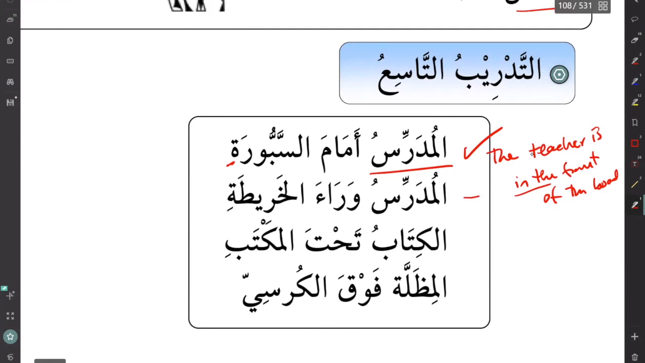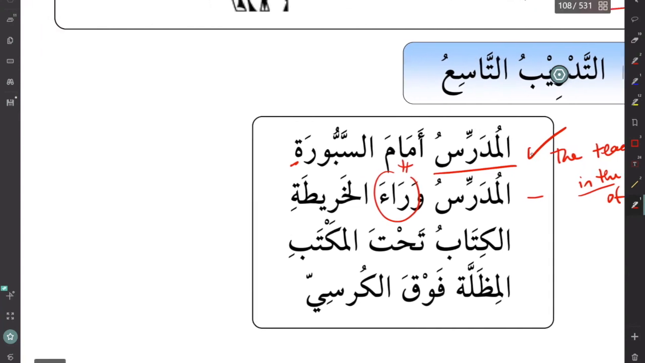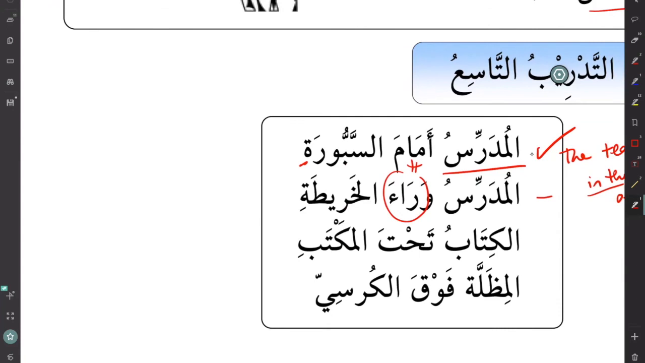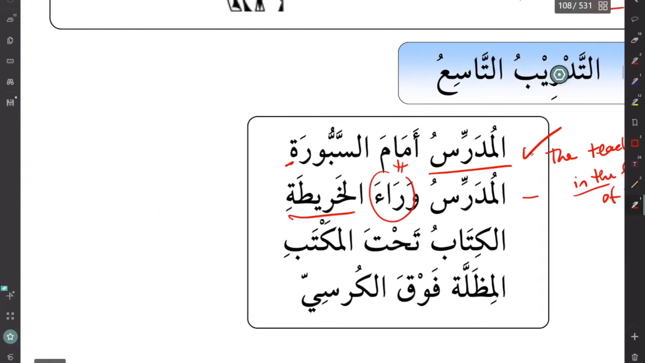Al-mudarrisu, next one is al-mudarrisu wara'a. Wara'a is the opposite of amama, which is what? Behind. Wara'a is behind. So here it's saying the teacher is behind what? Al-kharita. Kharita is what? Map. You understand. So the teacher is behind. I'll just write this word here, behind. We studied this word before. Behind what? Al-kharita. Kharita is map. Okay, we had this one before. And al-kharita is the map. And again, we have a kasra here because the word wara'a is a preposition, behind.